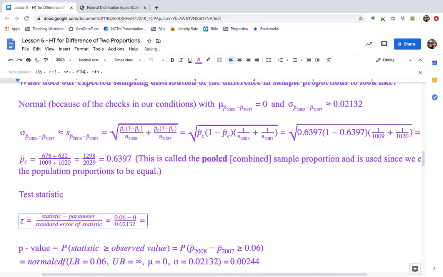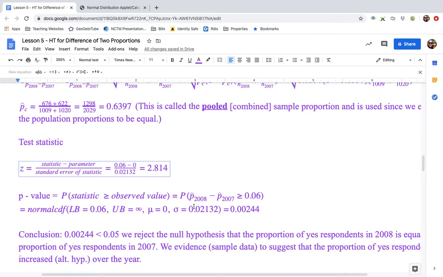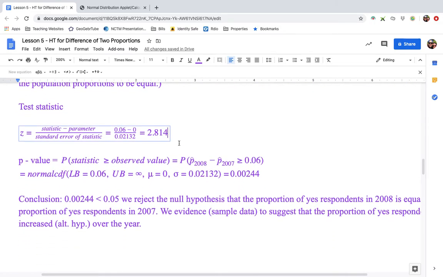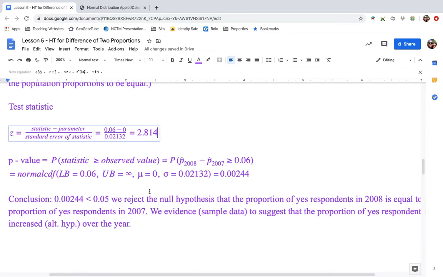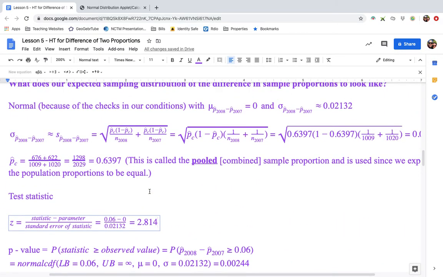And that value is 2.814. I mean, that's almost 3 standard deviations above what is expected. And if you know your empirical rule, when you get to 3 standard deviations on the normal distribution, that value becomes pretty rare. So that is our test statistic, p-value, and our conclusion for this. So this sample data would suggest that the proportion is actually increased. So this is the raw statistics behind all of this.